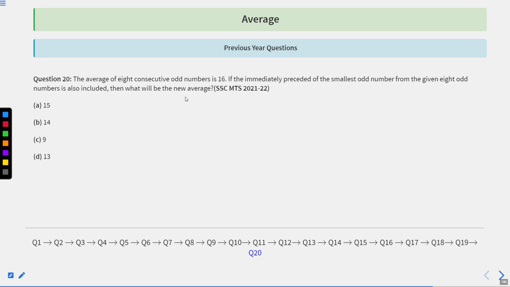Now, the average of 8 consecutive odd numbers is 16. If the immediate predecessor of the smallest odd number from the given 8 odd numbers is also included, then what will be the new average? So in this question, it says the average of 8 consecutive odd numbers is 16. And if I take the smallest of these odd numbers and take the odd number before that smallest odd number and also include that in the average, then what will be the new average?